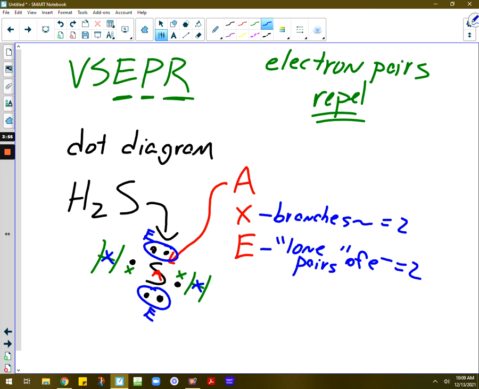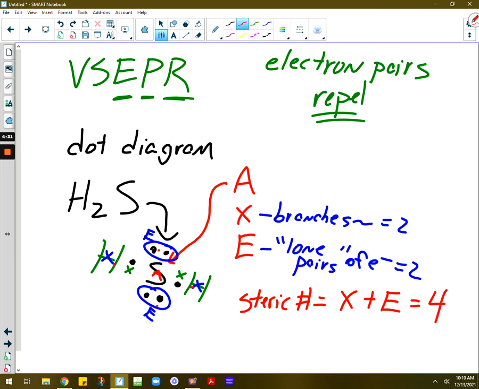So then I use my VSEPR chart, and I don't have a handy one to put up here, but whenever I look at my VSEPR chart, I'm looking for steric number. Steric number is just equal to my X plus my E. I'm looking for the total number of all the thingies coming off of that middle atom. So how many total thingies do I have? I've got 4. I got 2 branches, and I got 2 lone pairs. So my steric number here is going to equal 4.